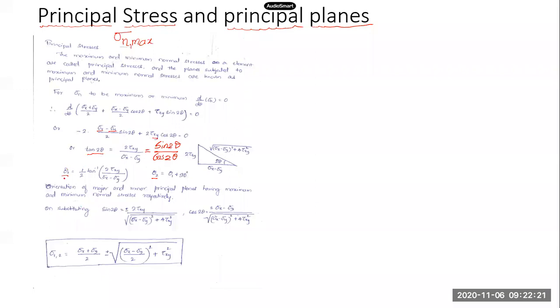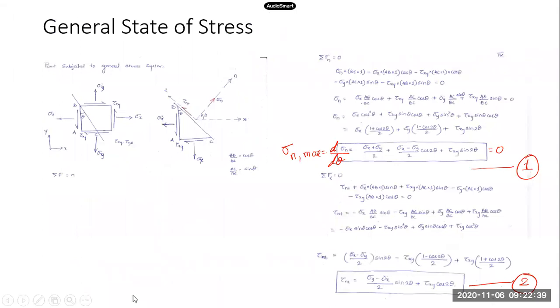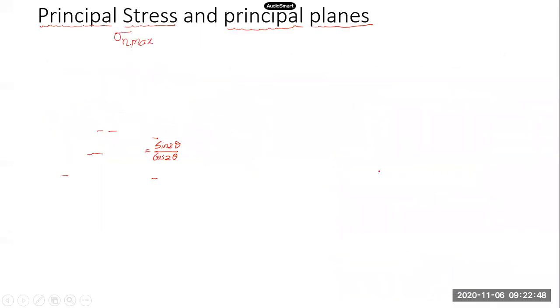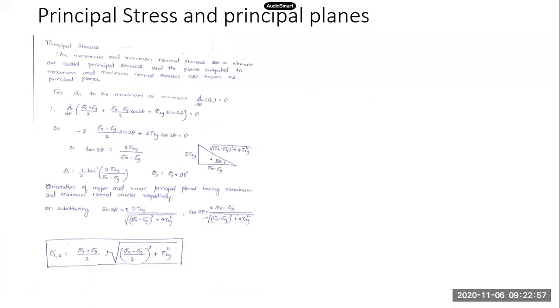But right now, what we got is the inclination of the major principal plane. Now, I'm going to substitute this value of theta in the equation of normal stress. I told you what sine 2 theta and cos 2 theta are. If you consider this triangle, you can express sine 2 theta and cos 2 theta. Sine 2 theta will be plus or minus 2 tau xy, this opposite side, divided by the hypotenuse. This is a right angle triangle, so the hypotenuse is the square root of the square of this plus the square of this. Similarly, cos of 2 theta is this adjacent side by the hypotenuse.